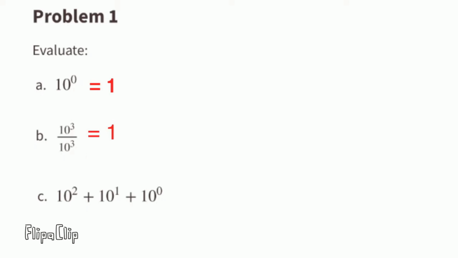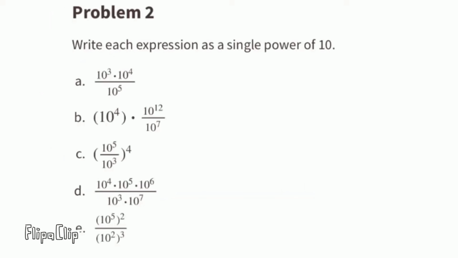C. 10 squared plus 10 to the power of 1 plus 10 to the power of 0. That's the same as 10 times 10 plus 10 plus 1, which equals 111. Problem number 2. Write each expression as a single power of 10.